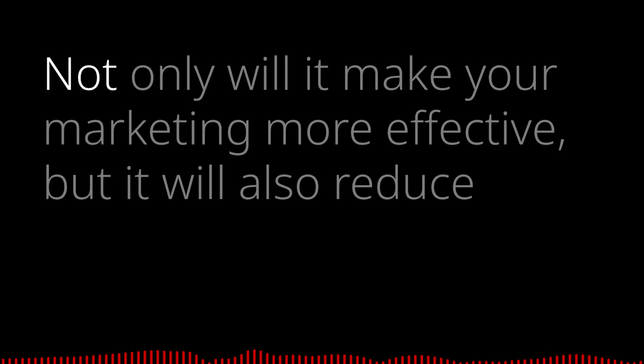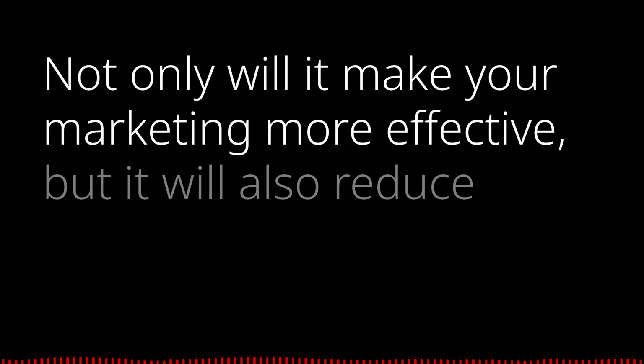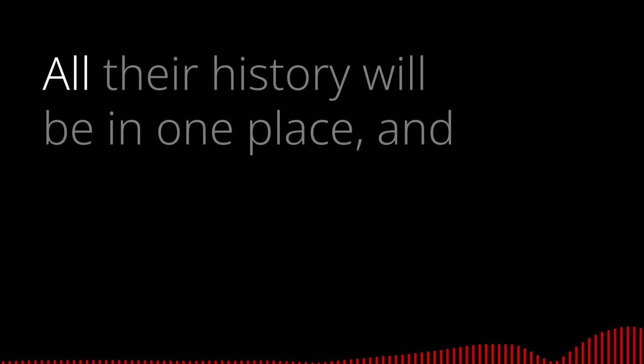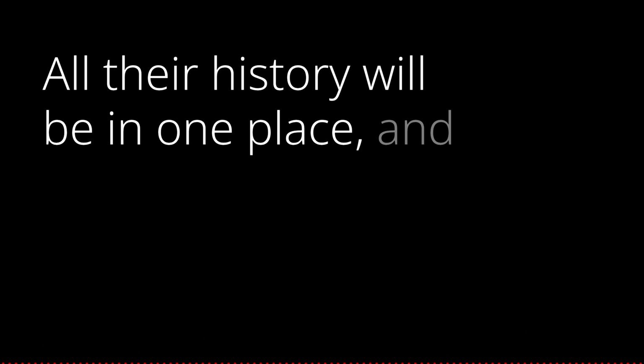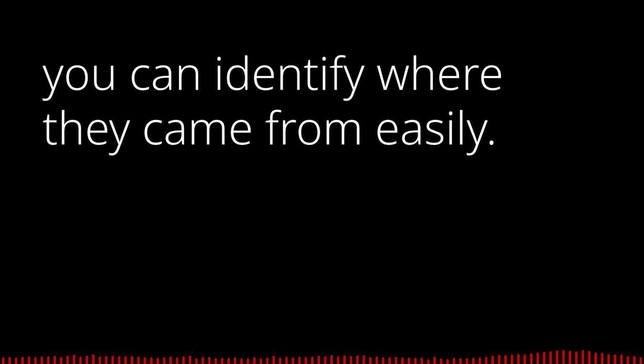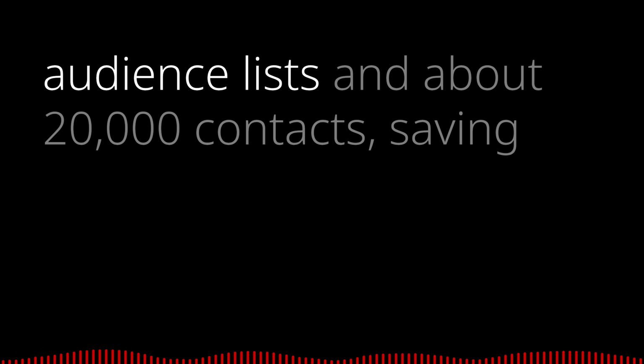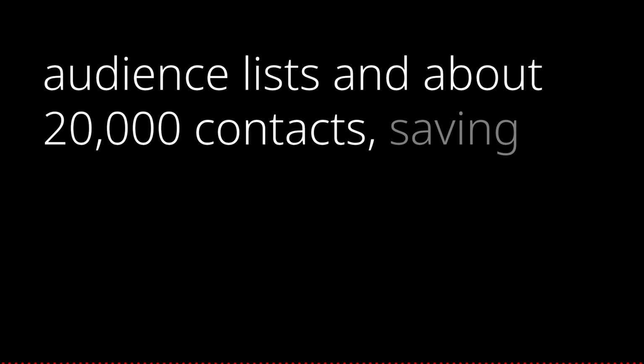5. Deduplicate your audiences. If you have multiple audiences, merge them into one and manage them with tags. Not only will it make your marketing more effective, but it will also reduce the number of contacts you have in your lists. All their history will be in one place and you can identify where they came from easily. Recently, we have reduced an account's audience by 4 audience lists and about 20,000 contacts, saving them almost £600 plus VAT over a year.